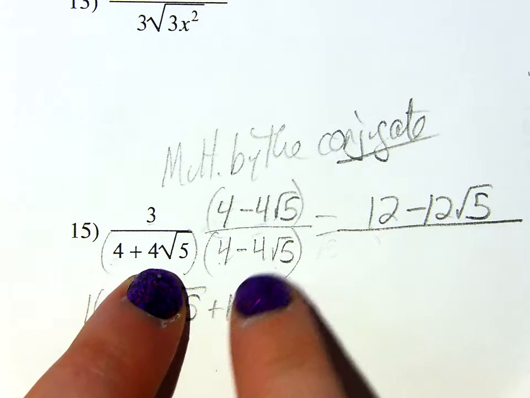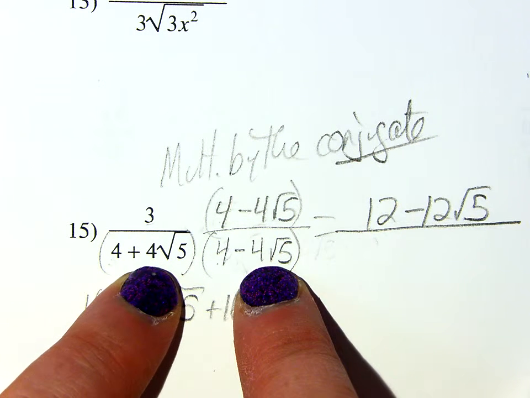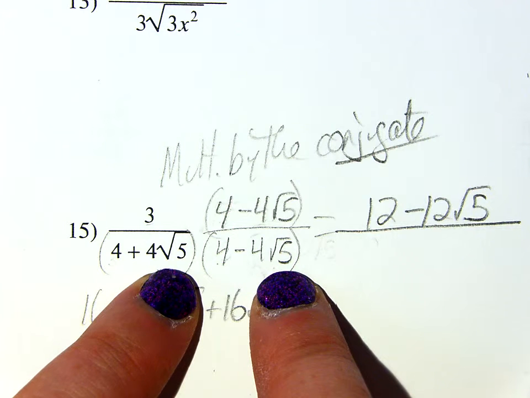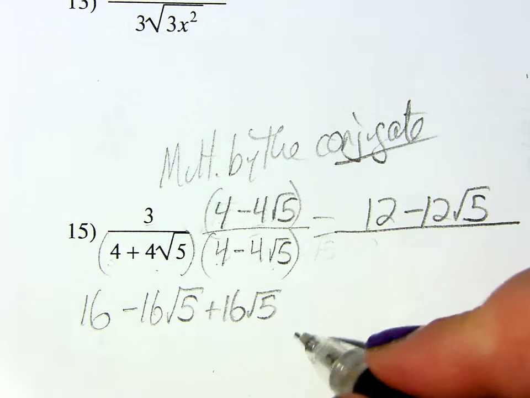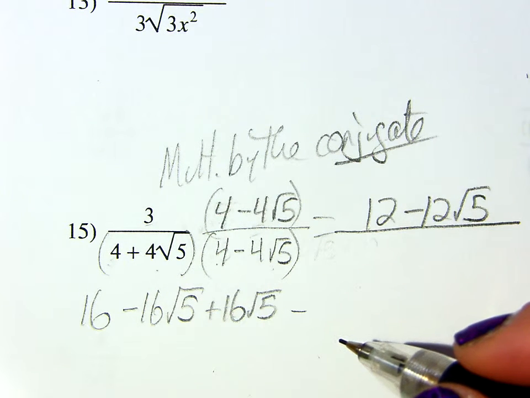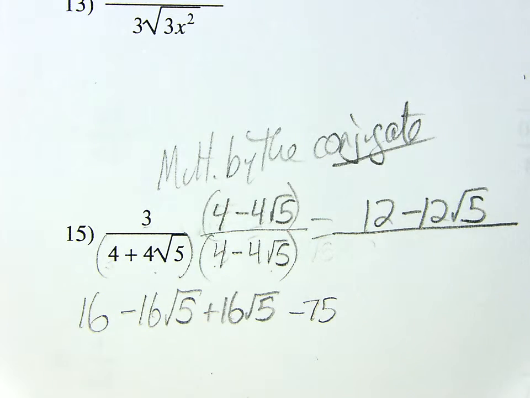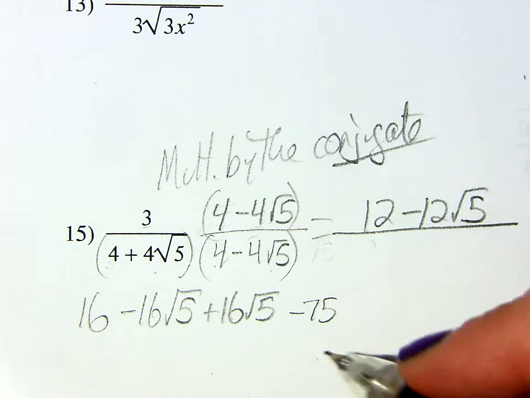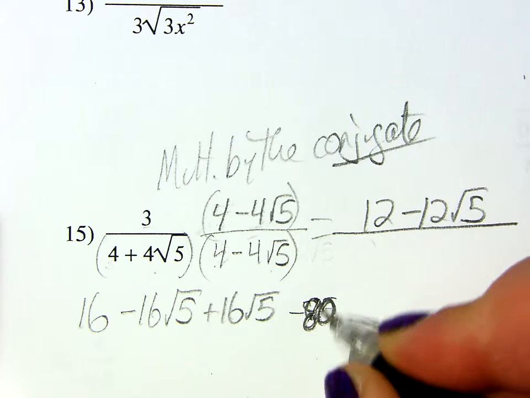And then the last, be careful, 4 times negative 4 is negative 16, and then the root 5 times root 5 is just 5, so negative 16 times 5 is 75? Is that right? No. 16 times 5. How did I get it so bad? Yeah, that's 80. Whoops. 80. Sorry.